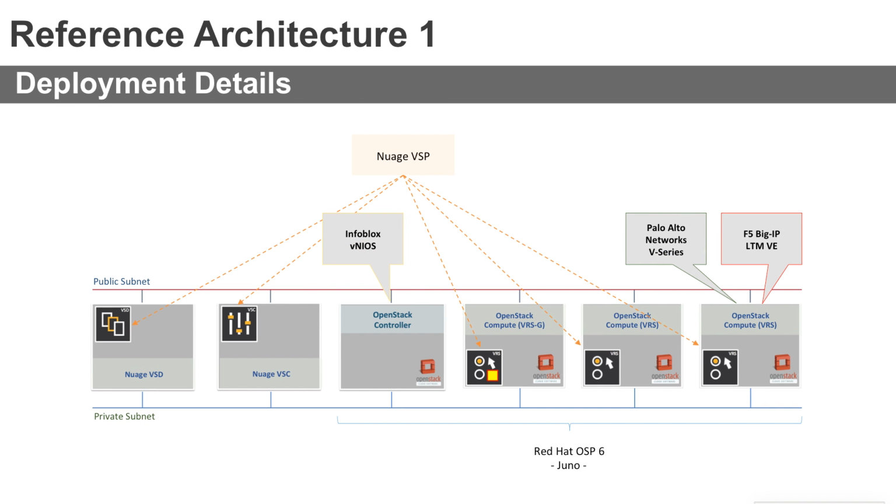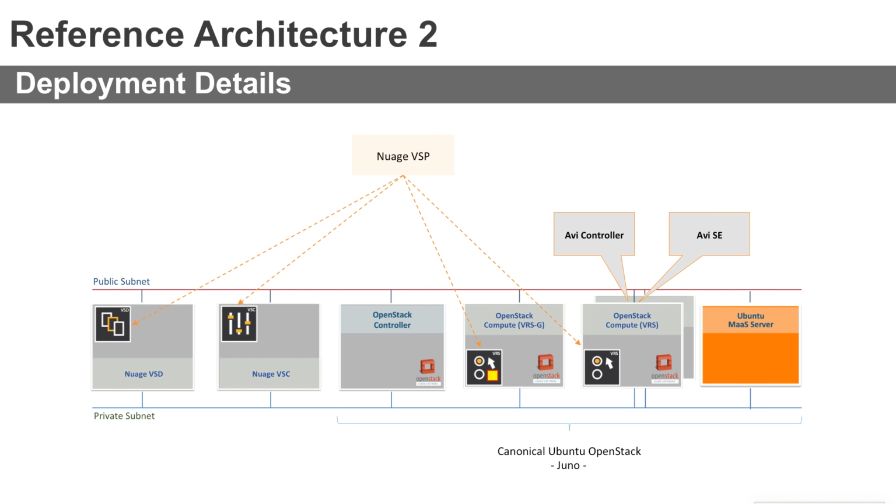This diagram shows how the different components were deployed over the bare metal servers for the Red Hat OpenStack distribution, and this one is for the Canonical Ubuntu OpenStack distribution.